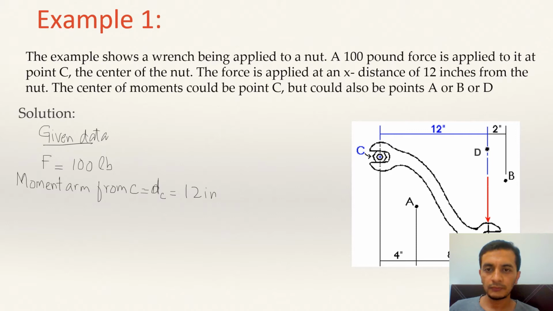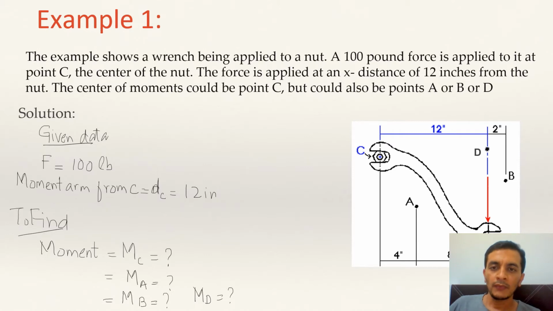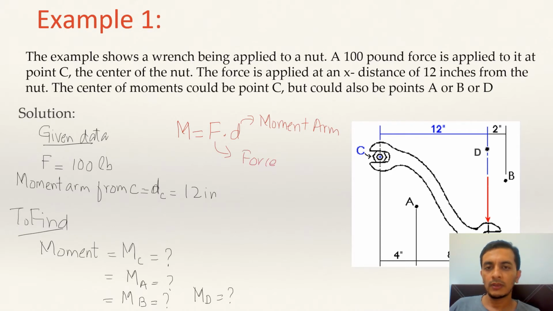Now we have to find, not the moment arm, but the moment of force. We can call it capital M with respect to C, with respect to A, with respect to B, and also with respect to point D. And we also know the formula. The formula is moment M is equal to F times D. D is the moment arm and F is the applied force. So by using this formula, we can easily calculate moment about a certain point.